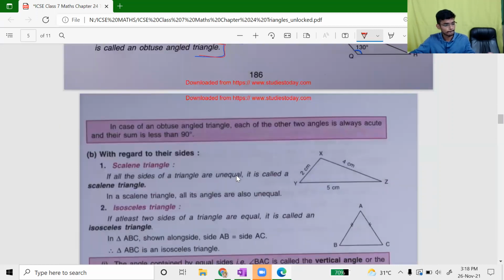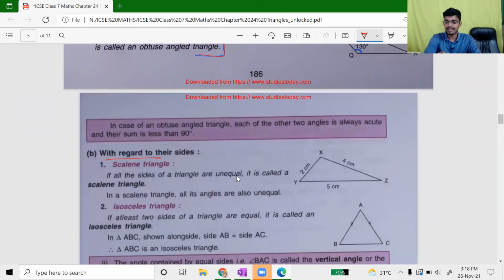With regards to their sides, the very next point. Till now we studied about angles, right? Now we will study about sides.